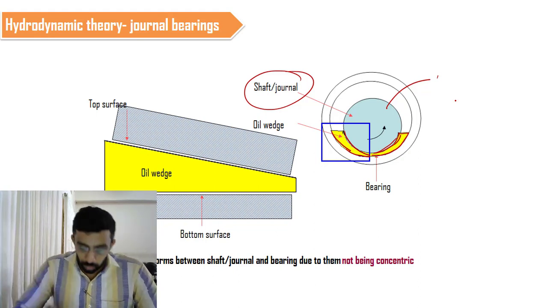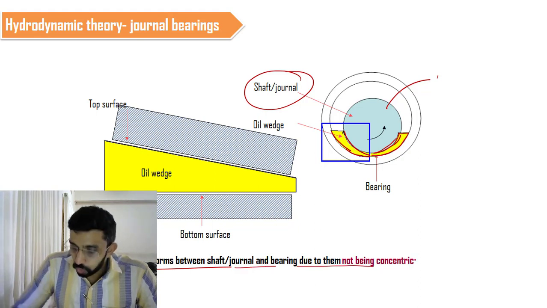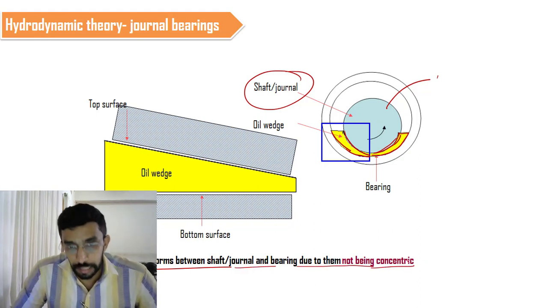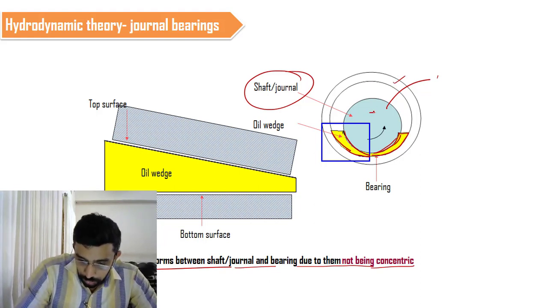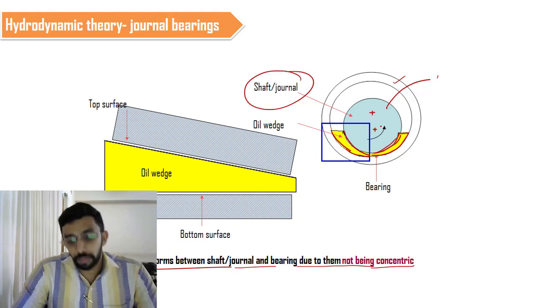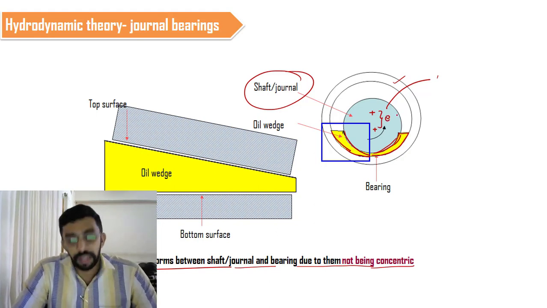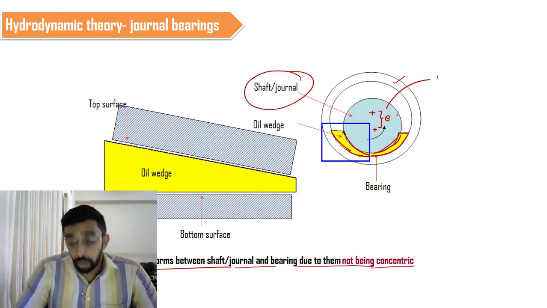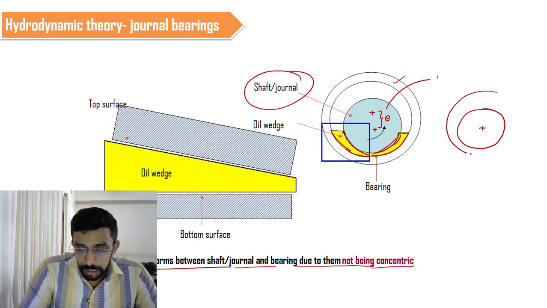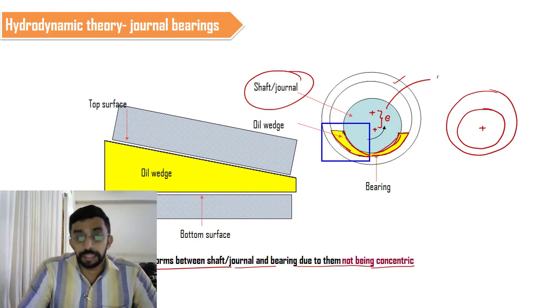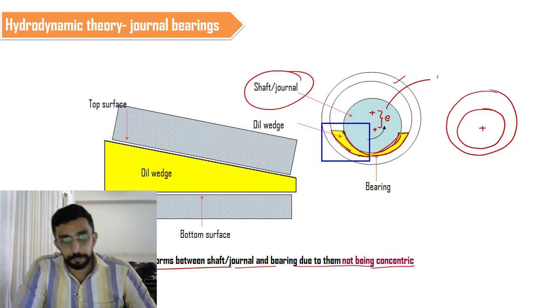Now the oil wedge forms between the shaft and journal bearing due to the eccentric nature. Look here. If you take the bearing, this is the center of the bearing, but this is the center of the shaft. So we can see that we have an eccentricity. It is not concentric. If it was concentric, both would have the same center, but unfortunately they are eccentric. They should be eccentric in a hydrodynamic bearing.